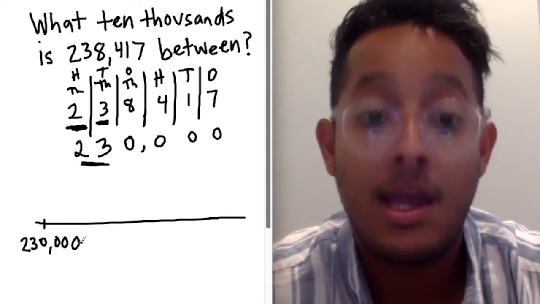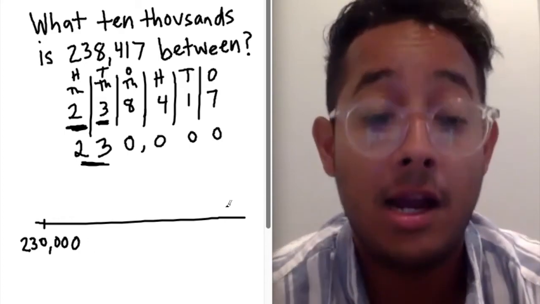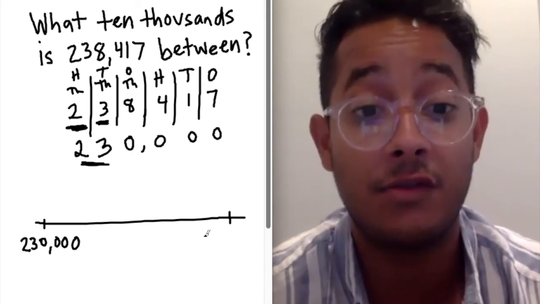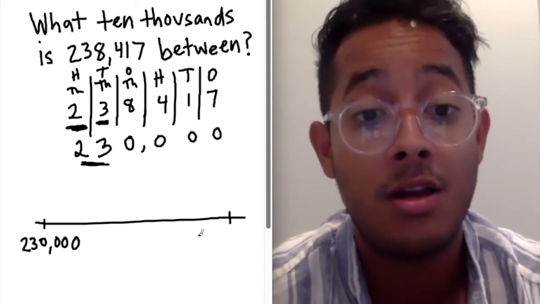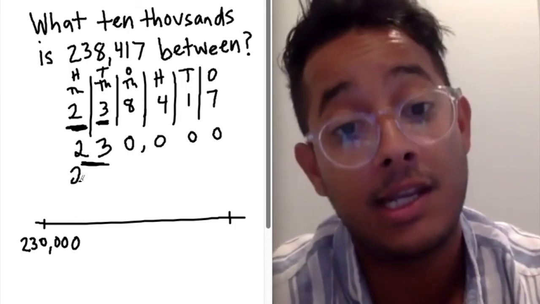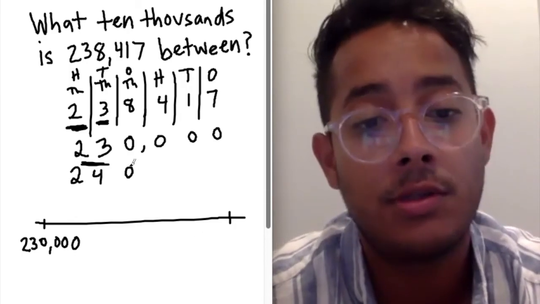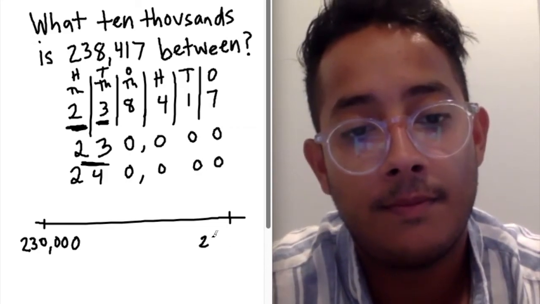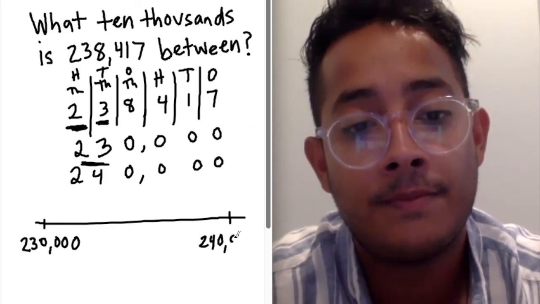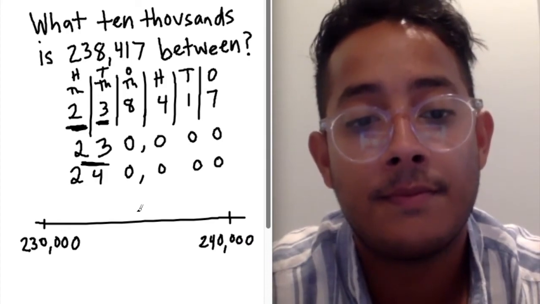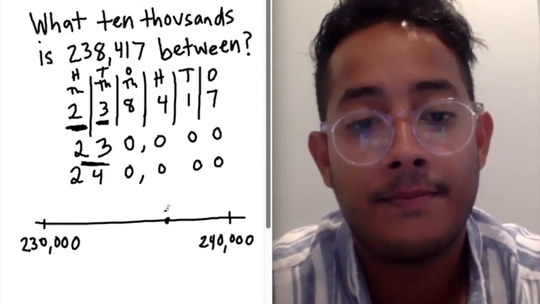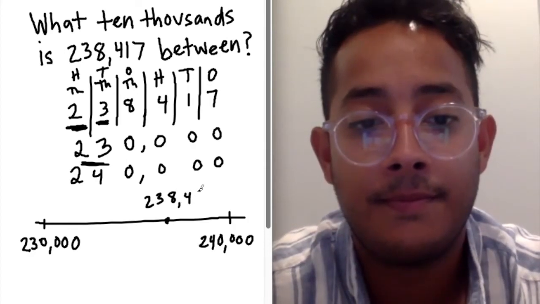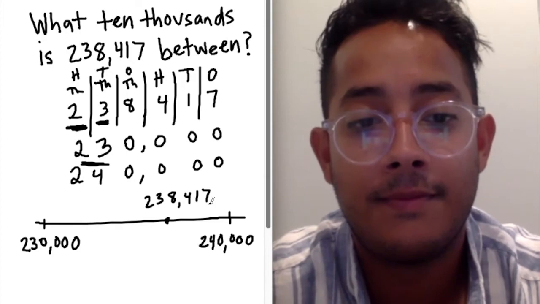Okay, got it. And then to figure out what the upper part of our number line is going to be, it's just a 10,000 up. So instead of 23 10,000s in the lower part, it's going to be 24 10,000s in the higher part, which really just equals 240,000. Awesome. Let me write that down. 240,000. So we know our number is somewhere in between 230,000 and 240,000.